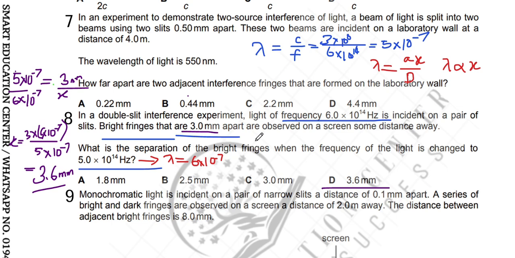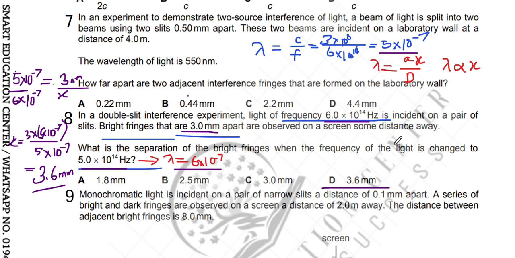The fact is that there wasn't any formula connecting frequency with this, so we need to convert frequency to wavelength. We use the normal formula, wavelength equals speed divided by frequency. When the frequency was 6 times 10 to the power 14, the wavelength would be 5 times 10 to the power negative 7. And when the frequency is 5 times 10 to the power 14, the wavelength would be 6 times 10 to the power negative 7. So we are changing the wavelength from 5 to 6.